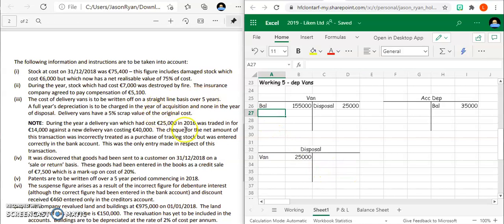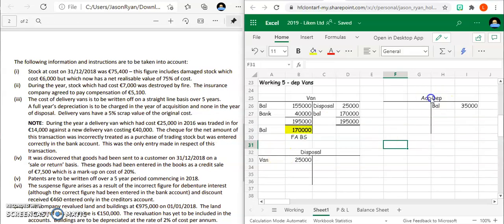And then to finish off your vans account, we've got a new van of 40,000. So we're going to increase our vans, so the increase in asset goes on the debit side by 40,000. And then you can balance it off to find out the figure that goes into your fixed assets. So the figure for our fixed assets is 170,000, and that goes into your fixed assets in the balance sheet.